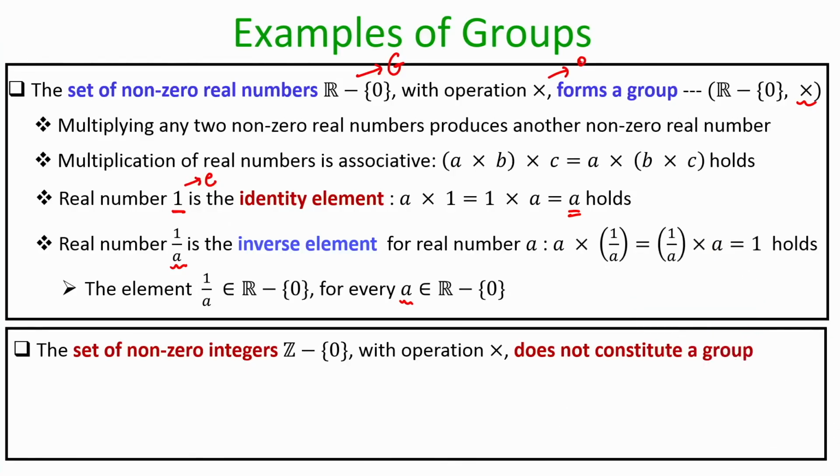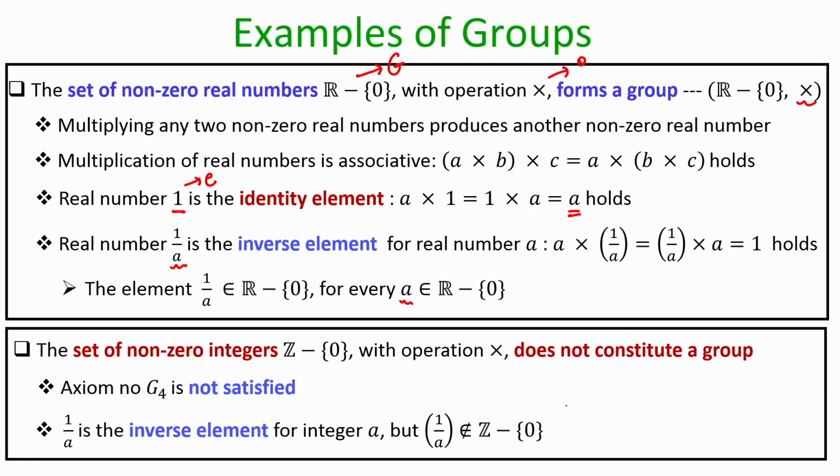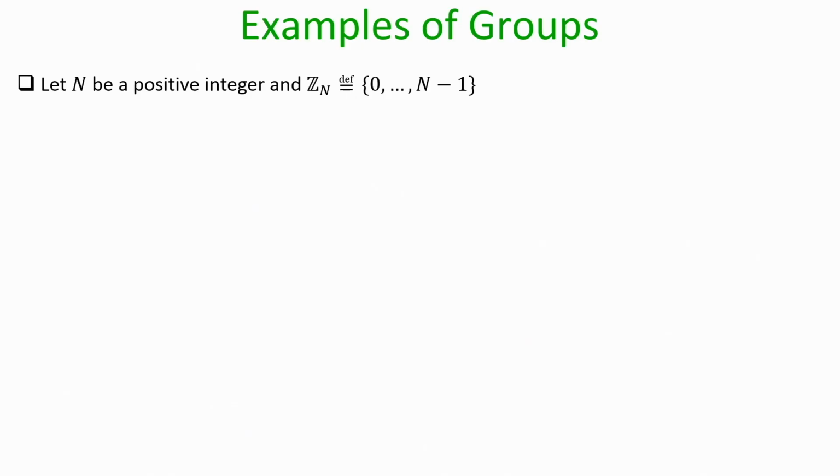So, the closure property is still there, the associativity property is still satisfied, and the identity element 1 is indeed present in the set of non-zero integers. The problem is that the existence of inverse is not guaranteed, because the inverse of an integer a will be 1 over a, but 1 over a may be a real number. It may not be an integer. So, that is why the fourth property is violated, due to which this does not constitute a group.